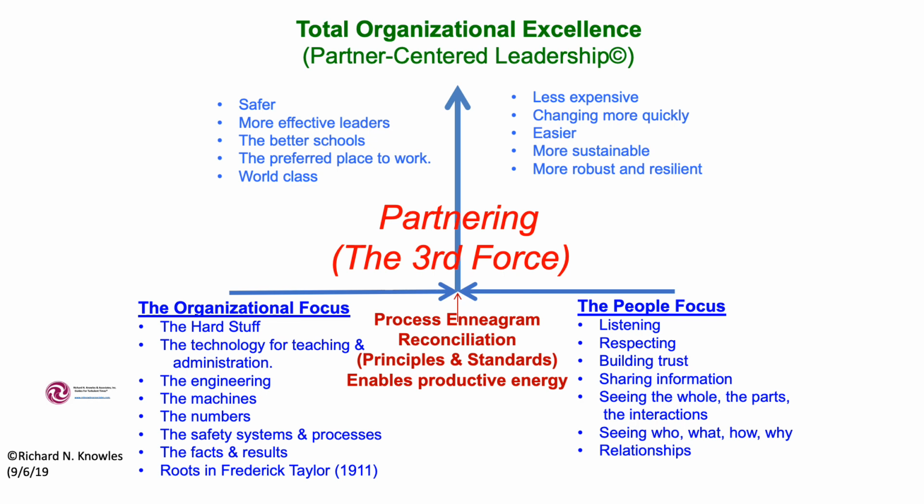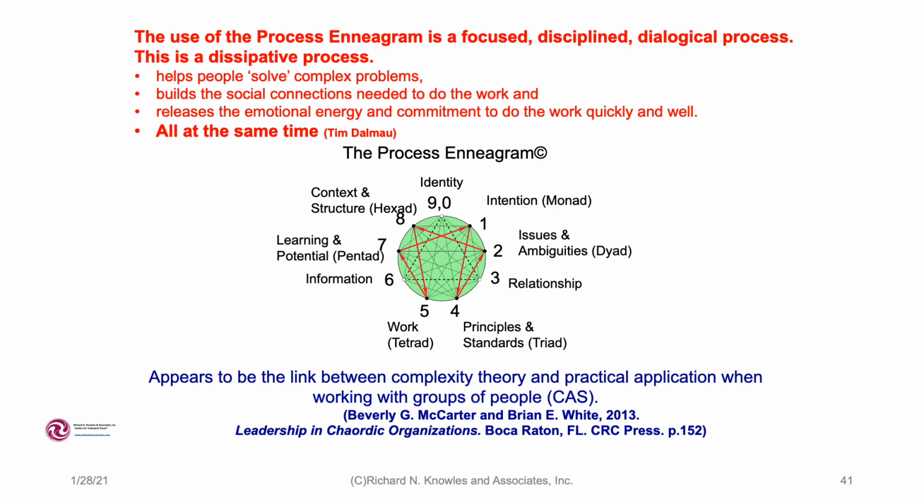So we bring both sides of this together, the people and the business. We reconcile the forces with the principles and standards of behavior, and things get much, much better. So we're back to this chart that you've seen before. We help people come together to solve complex problems. In the course of doing that, they build the social connections that they need to do the work, and energy and creativity and commitment are released to do the work very well. This is the right tool to be using in a complex system, and it's the bridge between the complexity theory and practical application.